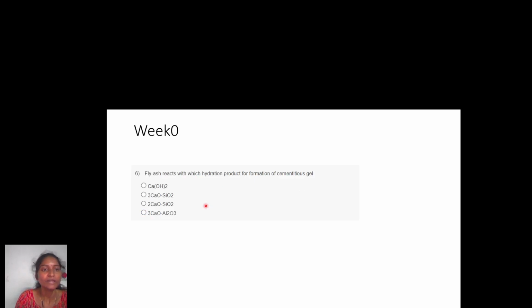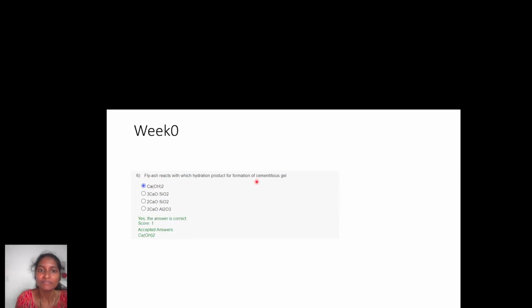Fly ash reacts with which hydration product for the formation of cementitious gel? So fly ash is a byproduct from the manufacturing unit. When this fly ash reacts with the water, this hydration product will form a cementitious gel. So they are asking, when fly ash reacts with which compound, there will be a formation of the cementitious gel.